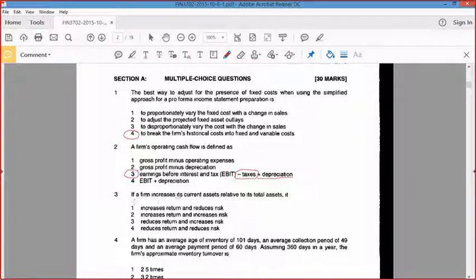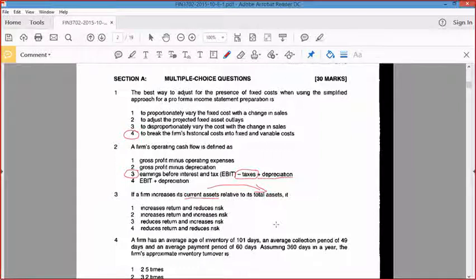Okay, what about the firm's increase in current assets relative to its total assets? If your current assets are greater relative to the overall assets of the business, does that increase return and reduce risk? Does that reduce return and increase risk? Which of these options is correct? I think it's option 2. Increases return and increases risk.